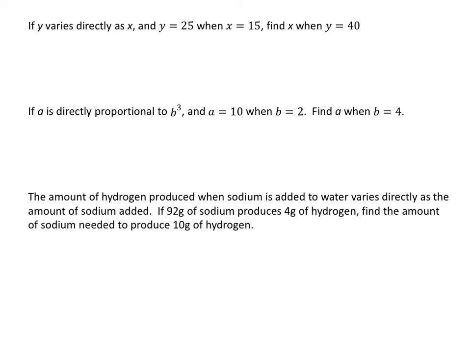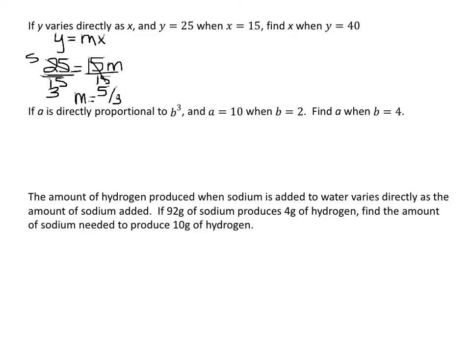So now we'll do a couple of examples. If y varies directly as x, and y equals 25 when x is 15, find x when y is 40. So the first thing we'll do, we've got a direct variation, which is in the form of y is equal to mx. Then we're told that y is 25 when x is 15. So what we'll need to do is solve for m. We all know how to do that. We divide by 15 on both sides. This cancels, this gives me 5/3. So m is equal to 5/3.